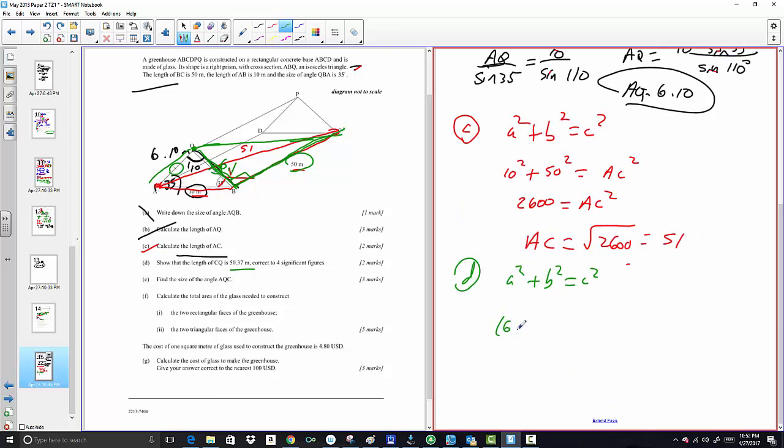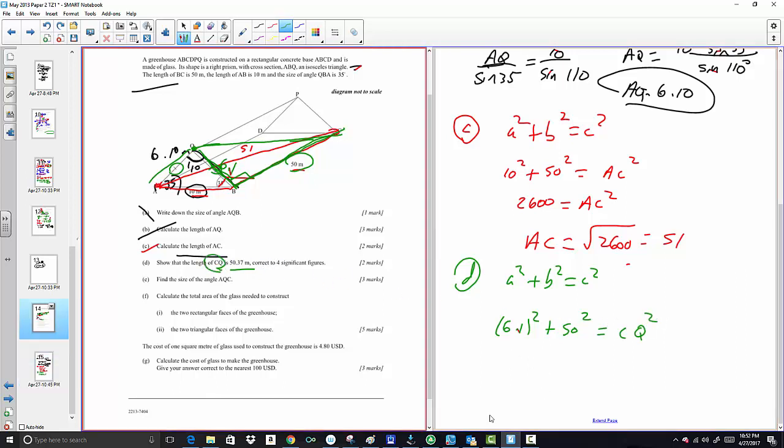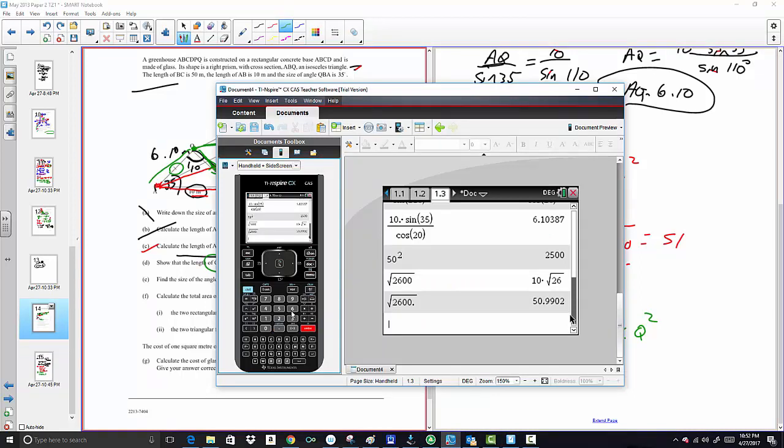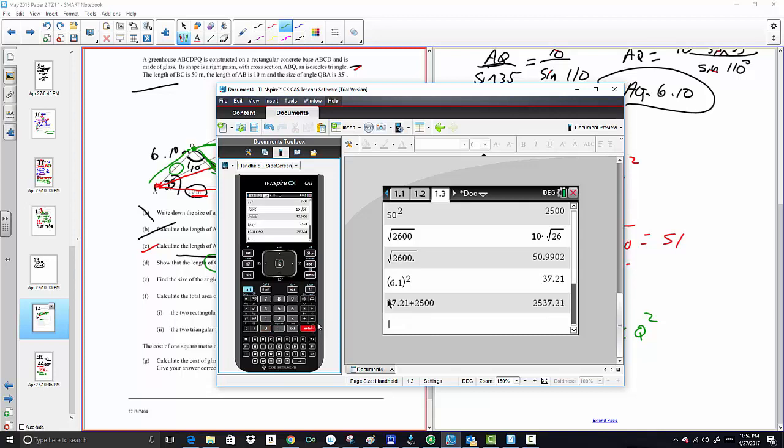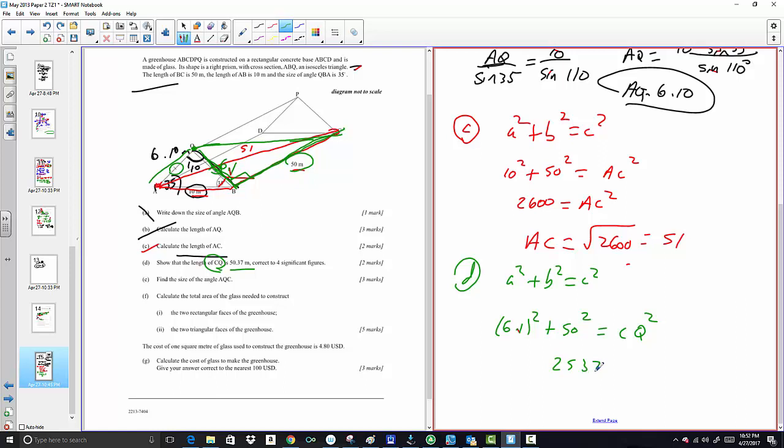I'm going to say this is 6.1 squared plus 50 squared is equal to what I call, what are they asking for? CQ, we'll call it CQ squared. All right, that's what they're asking me for. So let's figure out what 6.1 squared is. I'm not even sure. 6.1 all squared is 37.21. We're going to add that to 2,500 because that's 50 squared, we already know. So it's 2,537.21, this plus this. We'll take the square root of that, and that'll equal CQ.